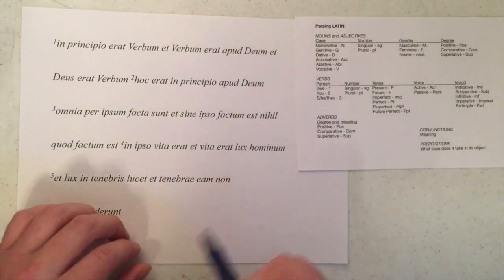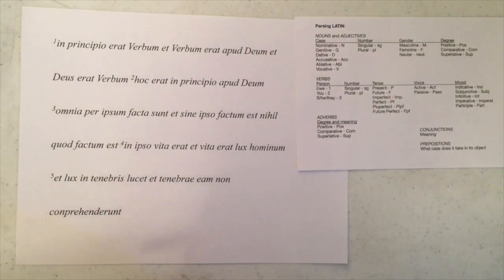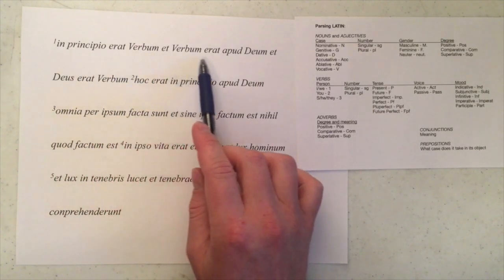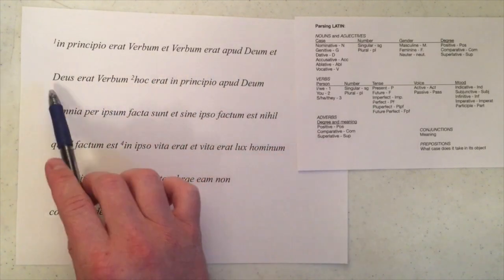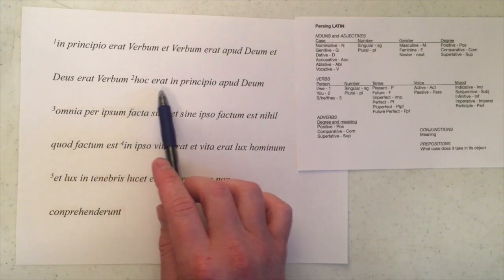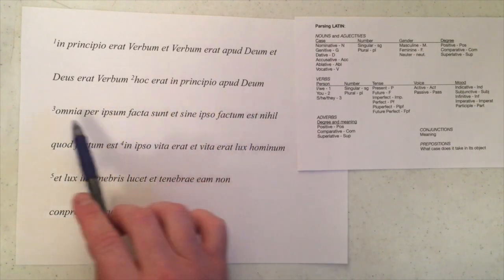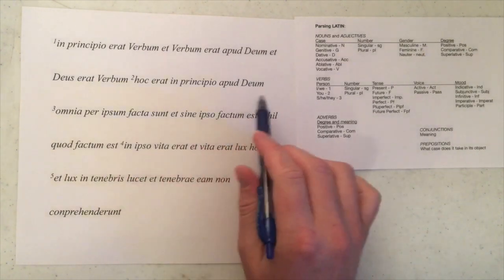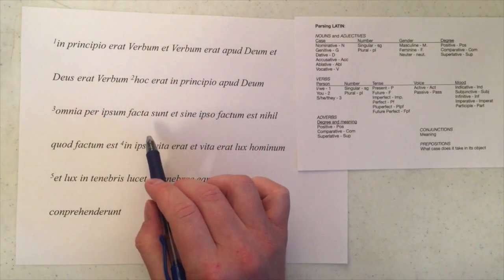Now, first things first, we need to read the text aloud. In principio erat verbum, et verbum erat apud Deum, et Deus erat verbum, hoc erat in principio apud Deum. And that's as far as we're going to go in this video, because that finishes off verse 2.